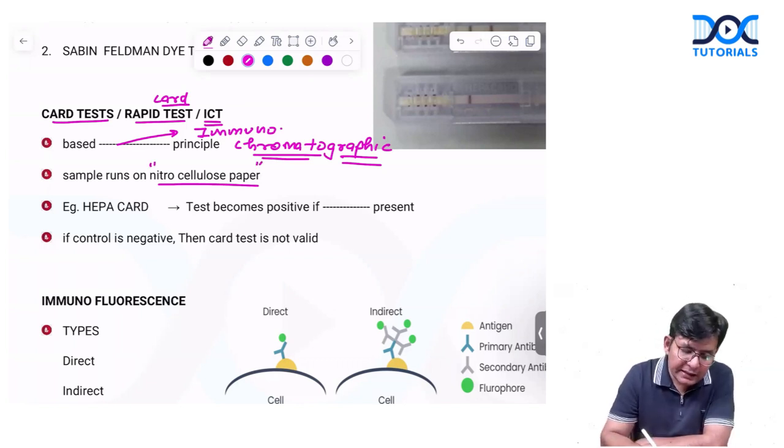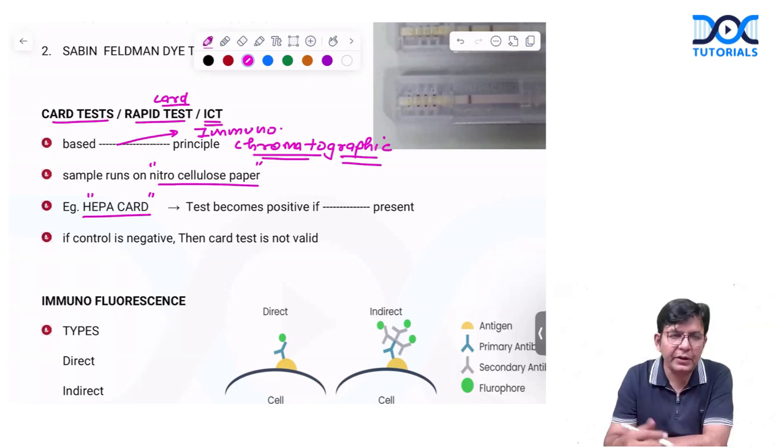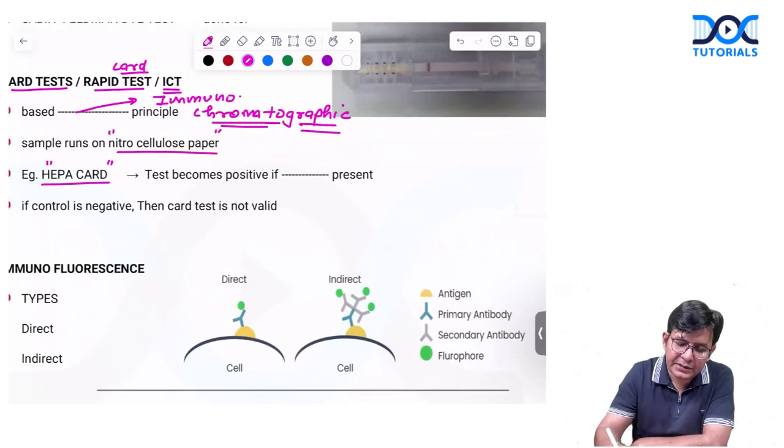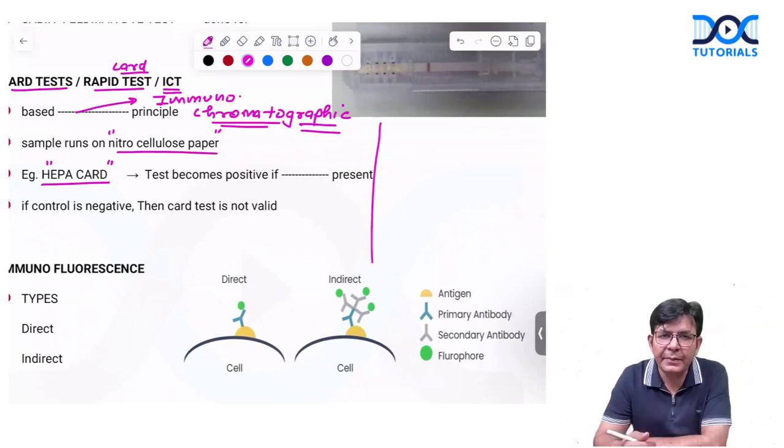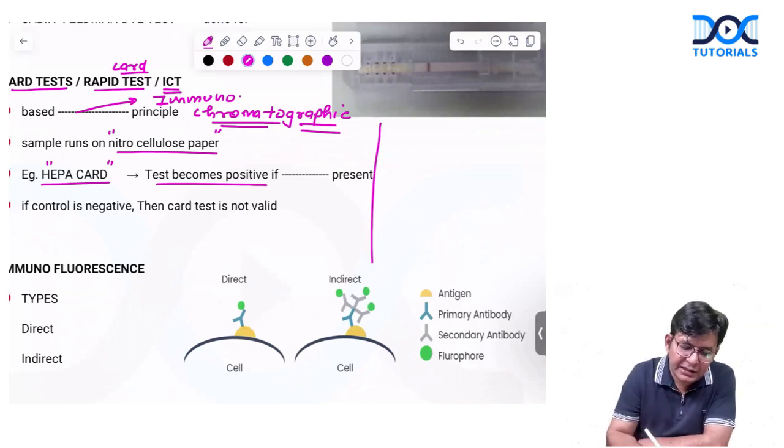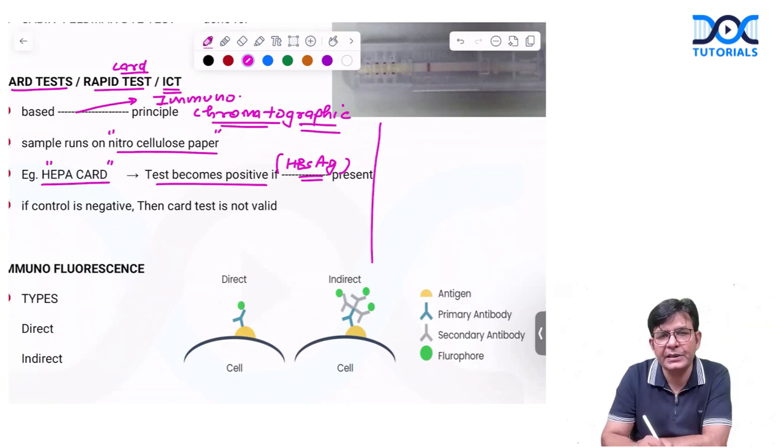Nitrocellulose paper. And the typical example is what? HEPA card. Okay. So in our day-to-day life, we use a lot of card tests. Like if somebody asks you regarding the examples, one of the examples is the HEPA card only. As you can see, the test becomes positive in this HEPA card when which particular antigen is present? HBsAg is present. And HBsAg is what?